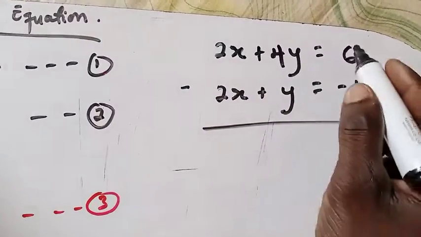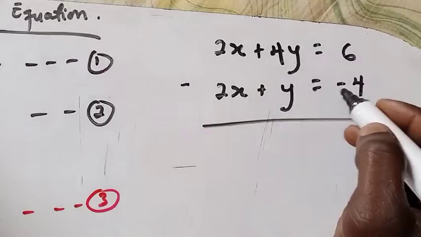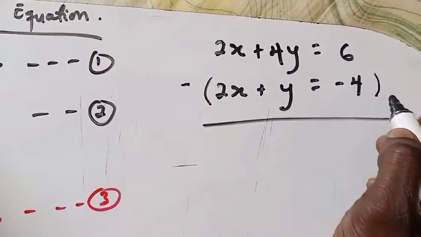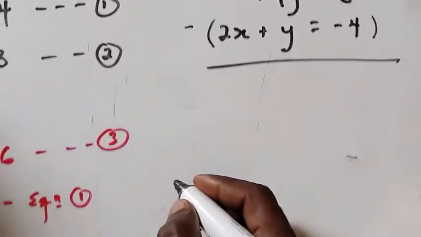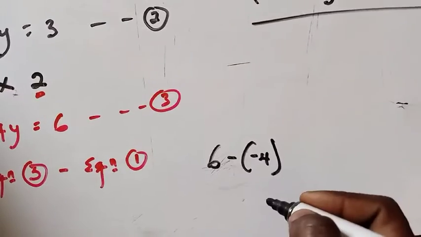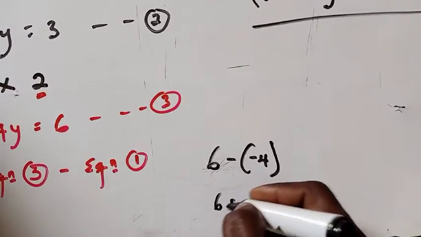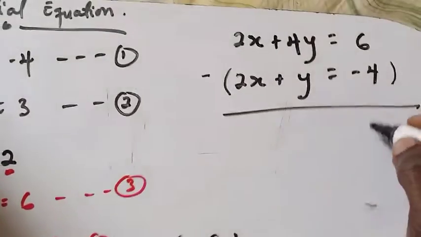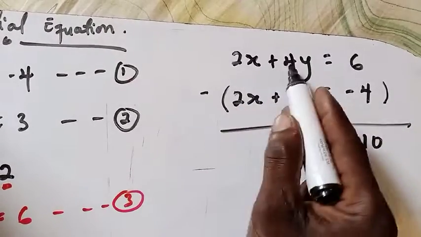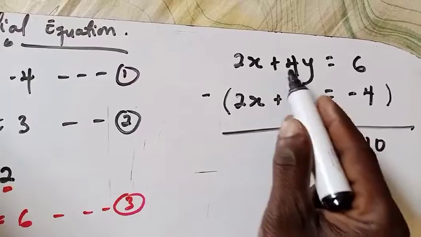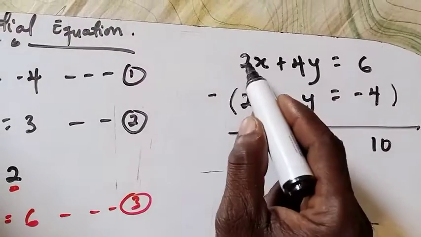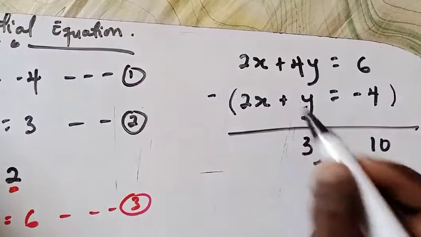Remember what is happening. Here the value tends to be positive because of this minus. So the minus is affecting everything here, right? So 6 minus negative 4, that's 6 plus 4. So here is going to be 10, and then we have the equal sign. We have the 4y minus y, that is going to be 3y, and then this 2x minus 2x, this guy vanished.